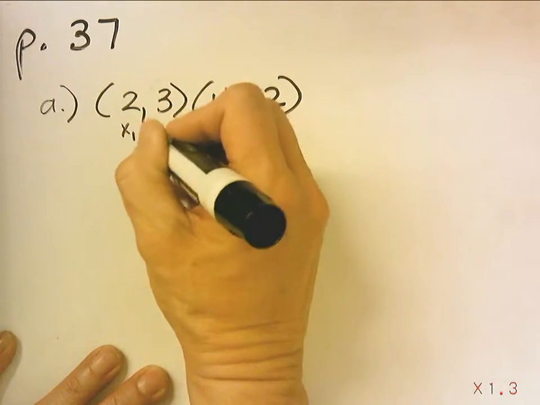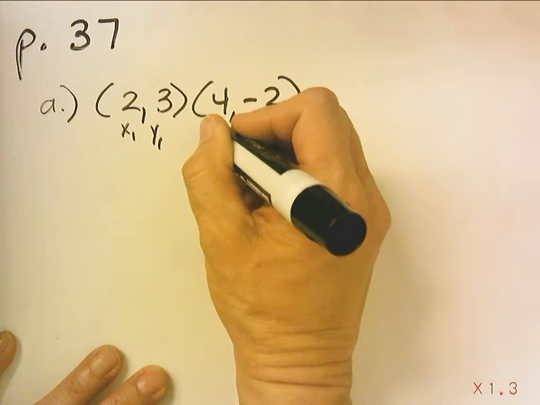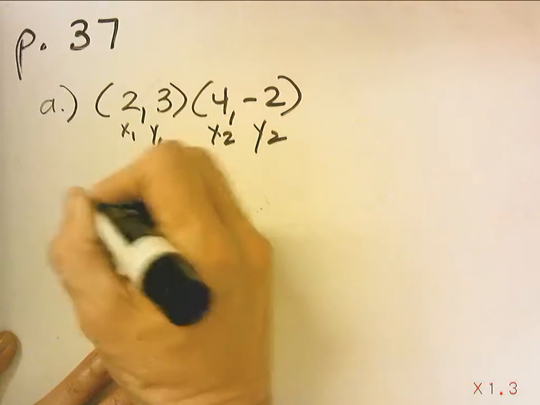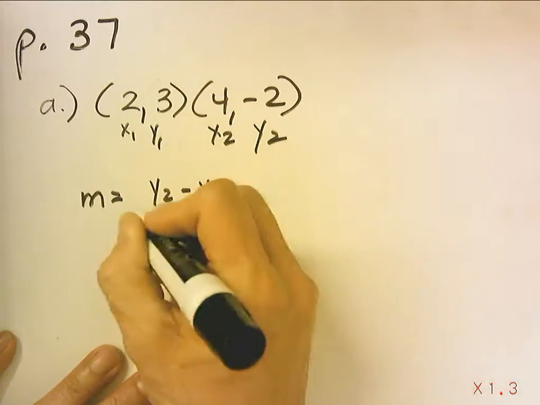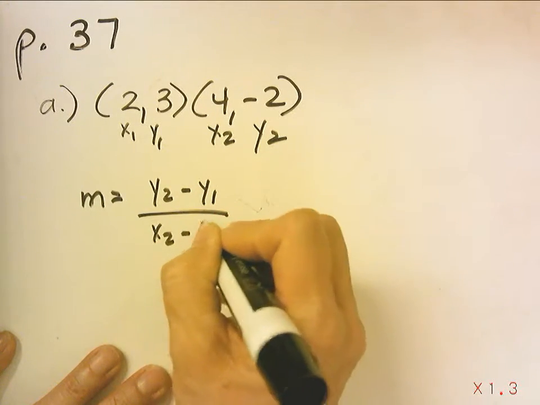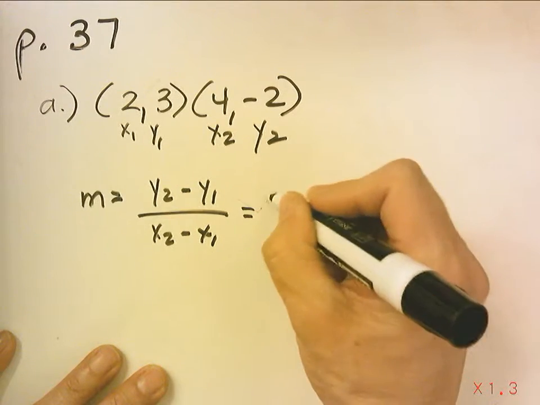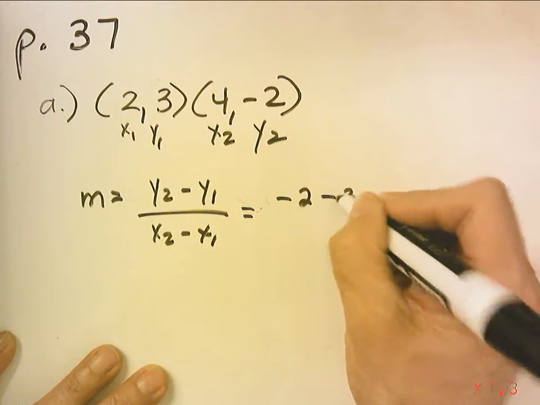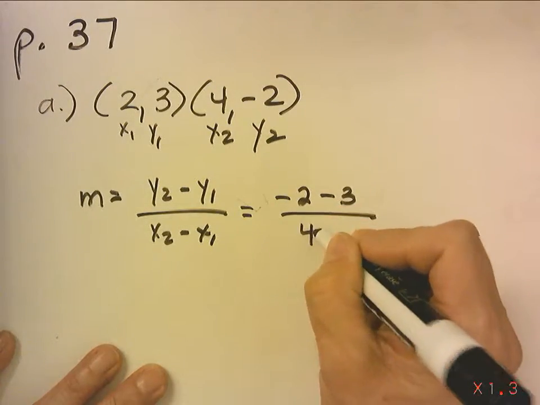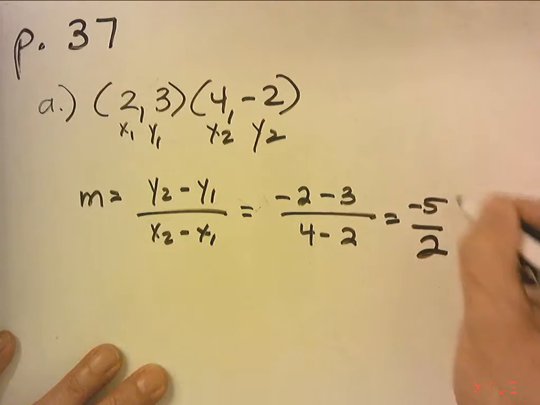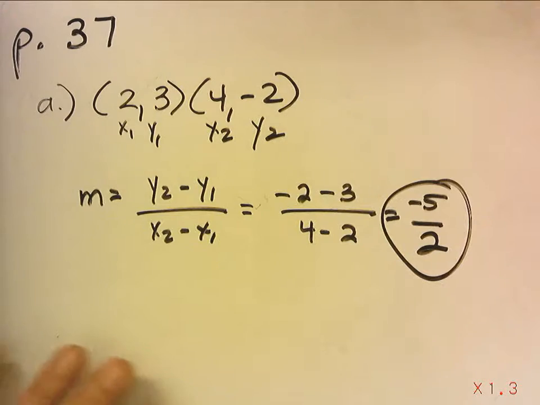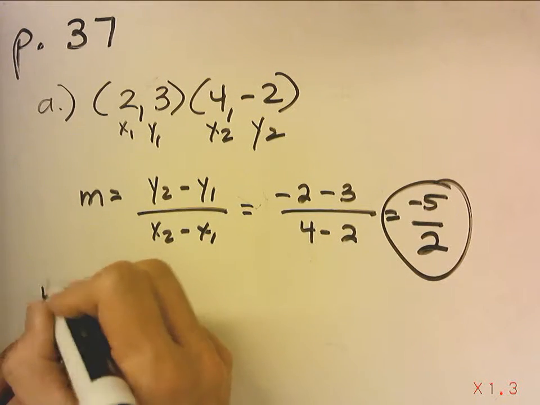We label our first set of points x sub 1, y sub 1, x sub 2, y sub 2. We know that m equals y sub 2 minus y sub 1 over x sub 2 minus x sub 1. So in this case, we get negative 2 minus 3 over 4 minus 2, negative 5 over 2. That's our slope. Then we look at B.